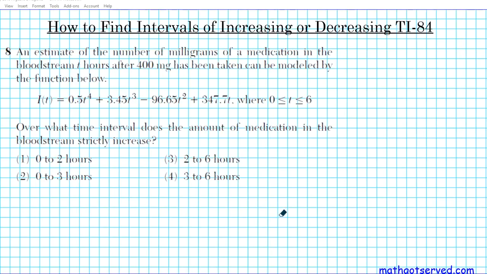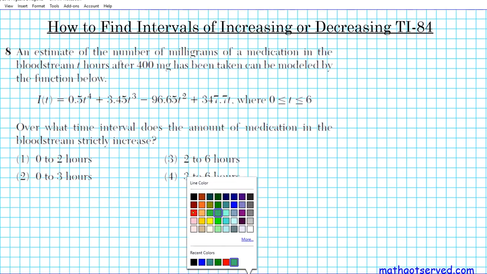All right, so question 8 reads, an estimate of the number of milligrams of a medication in the bloodstream t hours after 400 milligrams has been taken can be modeled by this function below from 0 to 6. So the question says, over what time interval does the amount of medication in the bloodstream strictly increase? All right, so what does it mean for a function to be increasing?